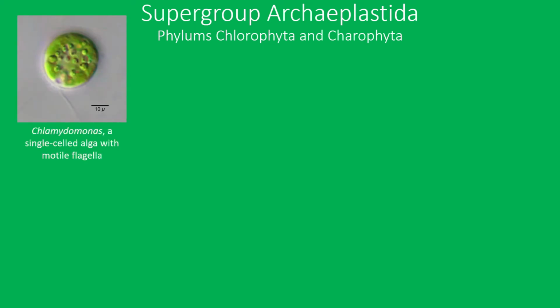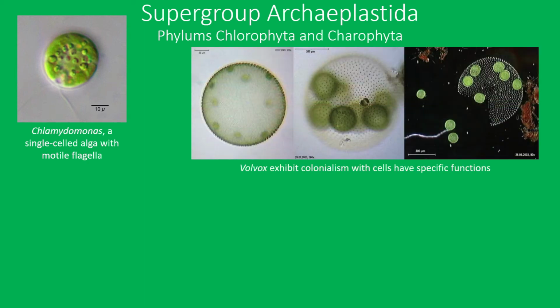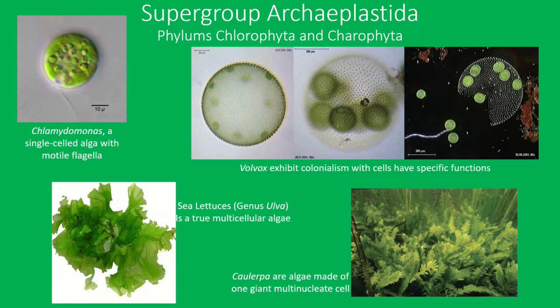Chlamydomonas is a single-celled chlorophyte that uses flagella for motion and an eye spot to help detect sunlight. Volvox exhibit colonialism, having anywhere between 500 to 60,000 cells in a single colony. Ulva, or sea lettuce, is a multicellular algae, and Caulerpa is a fern-like algae made of one giant multinucleate cell.